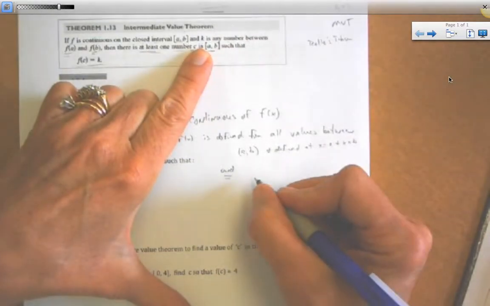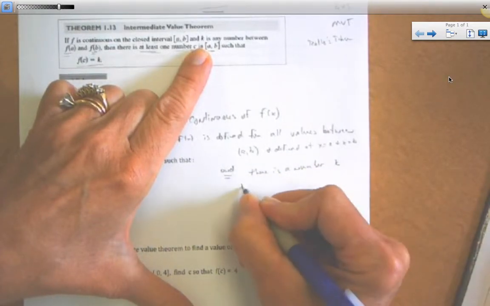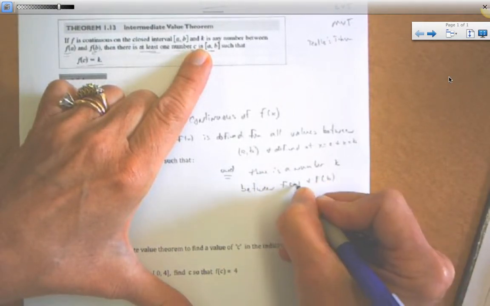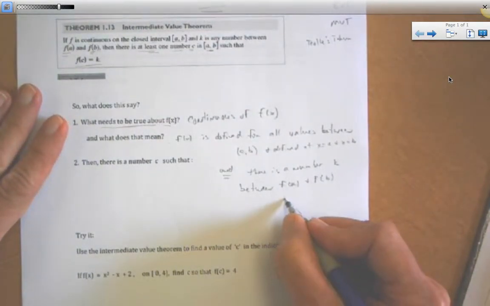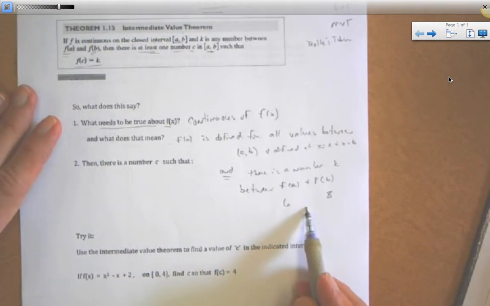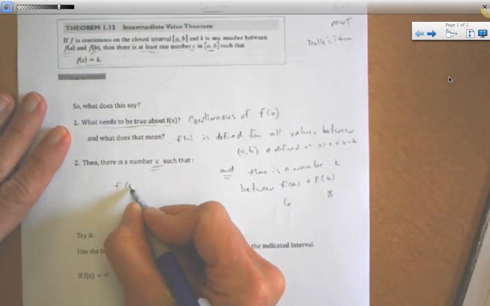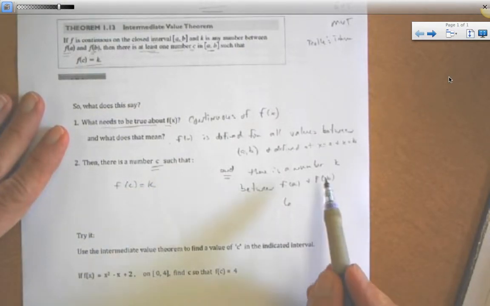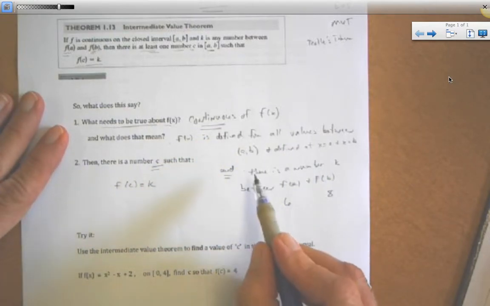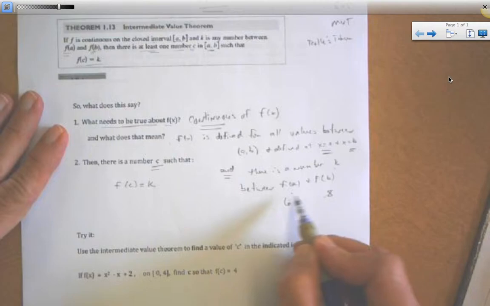There is a number k between f of a and f of b. So let's say if f of a was 6 and f of b was 8, then k would have to be some number between 6 and 8. Then there is at least one number c such that f of c equals k. So two things you have to recognize: that it's a continuous function, continuous on a closed interval, and that k is between the y values of the endpoints.